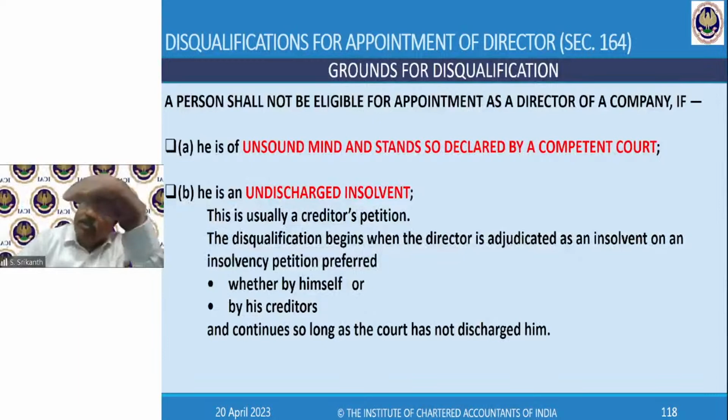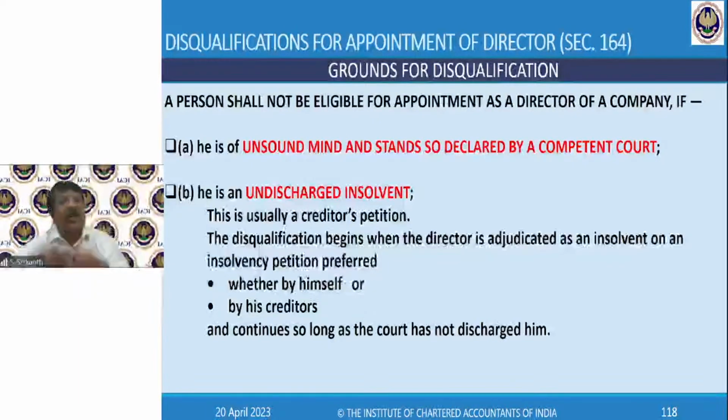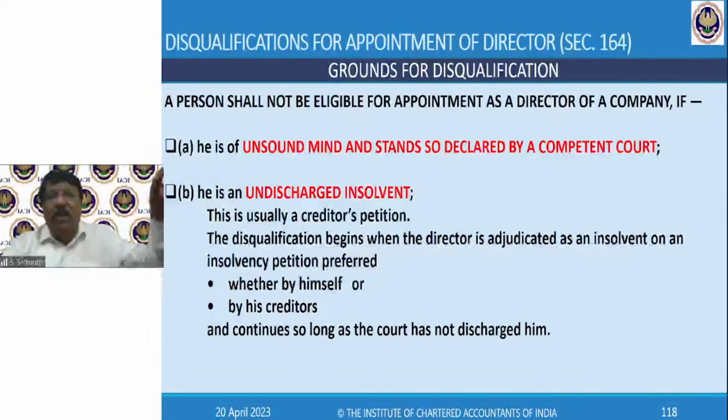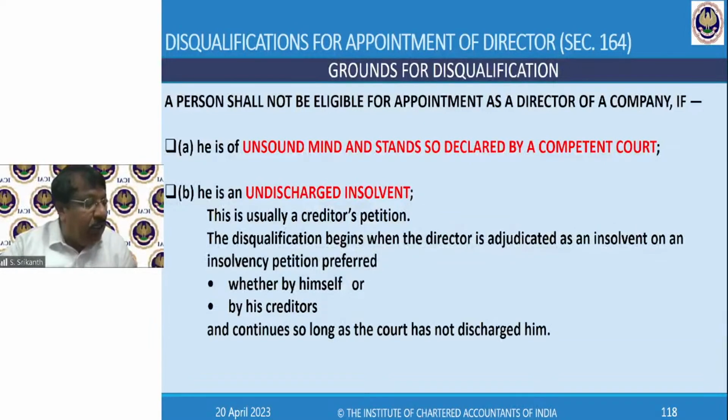So what will happen is he has to pay all the creditors or satisfy them, get their proof, and then file another application to the court and say, I have now discharged my liabilities. So the court will pass an order saying he is now a discharged insolvent. Till such time he is discharged, he is called an undischarged insolvent. A person who is an undischarged insolvent cannot be appointed. He is disqualified from being appointed as a director.